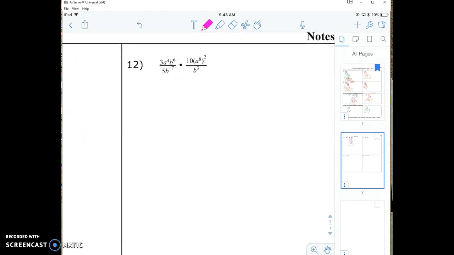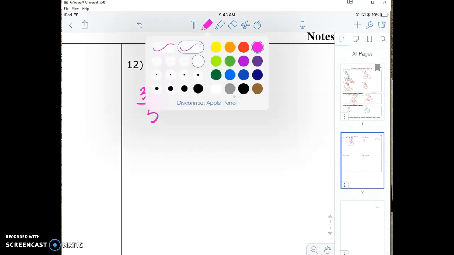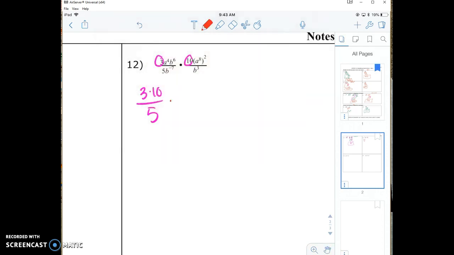Number 12, number by number, letter by letter. If I'm looking first at just my numbers, I have 3 times 10 over 5. I see the letter A, so I have a to the 4th and a to the 8th squared. Product of powers, I multiply these. This gives me a to the 16th.